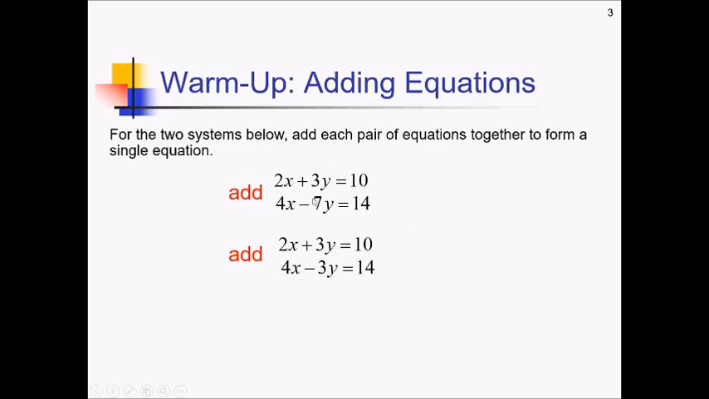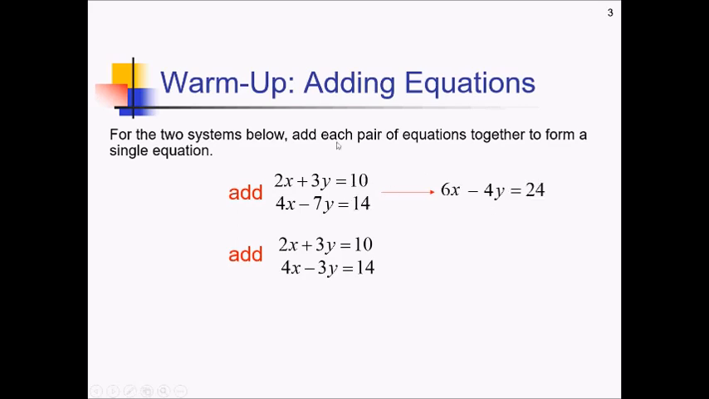Alright, so for this first one, basically when you're adding equations together, you have to combine like terms on each side of the equation. So on the left side of the equation, we have a 2x and a 4x getting added together, so that's 6x. And then 3y minus 7y, or plus negative 7y, that's negative 4y. And then on the right side, we have 10 plus 14, which is 24.